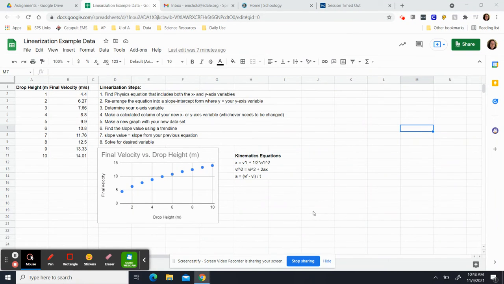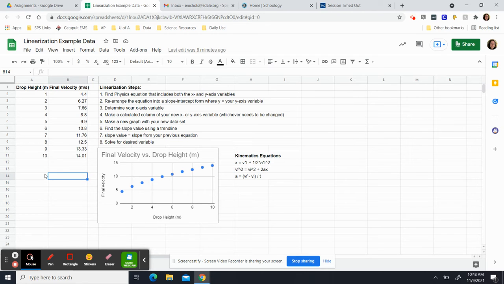I want to show y'all an example of taking curved graph data and turning it into straight line data so that we can use the slope of our linear line to find a desired value. I'm going to use a kinematics example for this. I have some data here off to the left, drop height versus final velocity. Our scenario could be dropping an object, such as a ball, from different heights and then measuring its velocity just before it hits the ground.